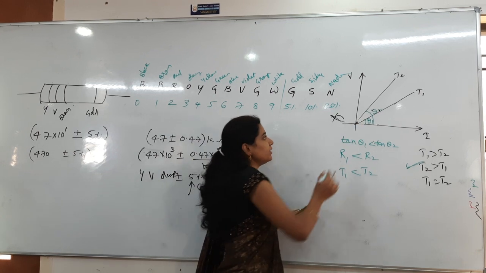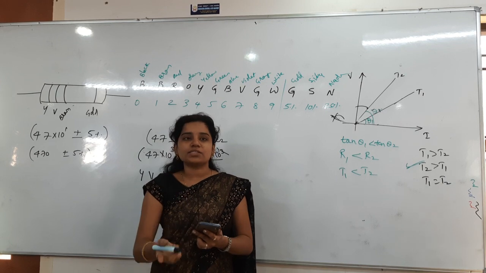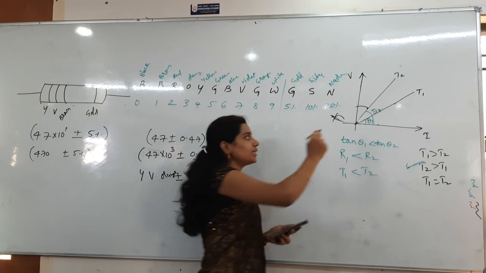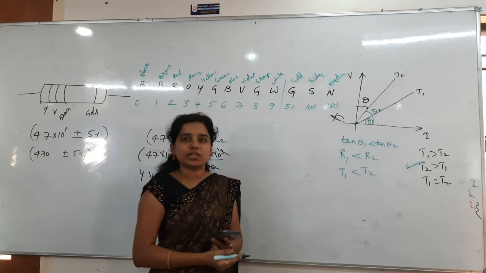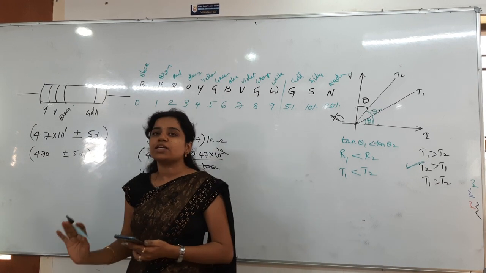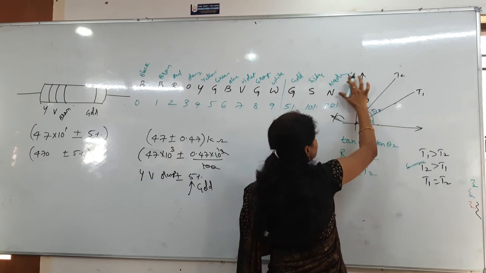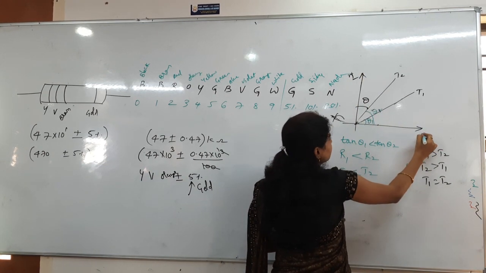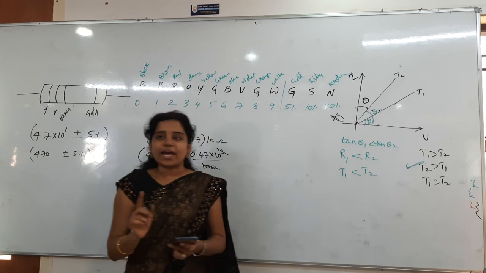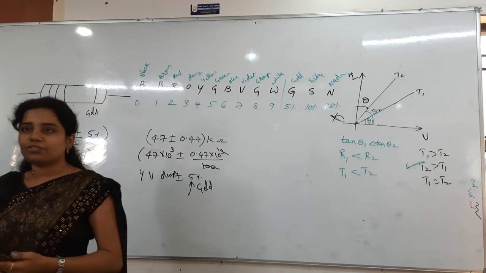Sometimes they will give the angle on the other side also. At that time what you have to take? 90 minus theta you have to take. They will give the theta with respect to the y-axis also. Always you have to consider the angle with respect to the current only. They might change these variables also. Here V, here they will put I. You understand or not? Always the angle should be with respect to the current only. That you have to remember mainly.